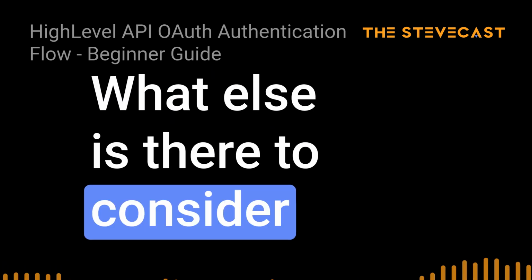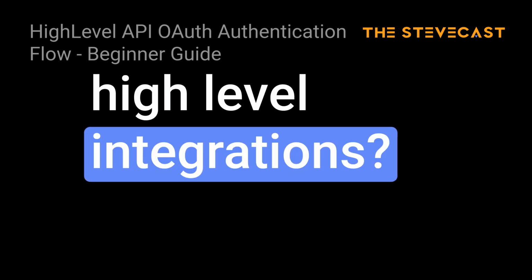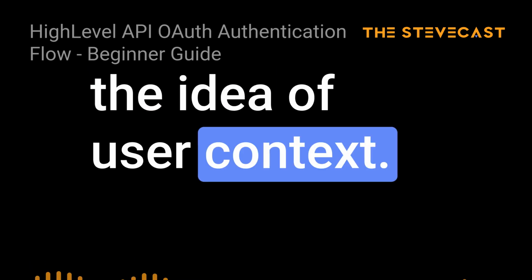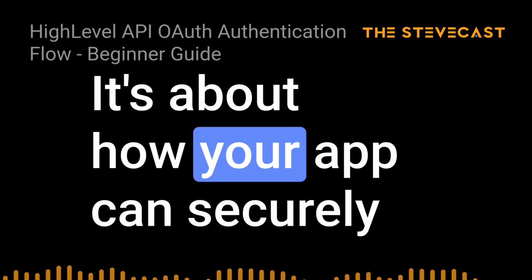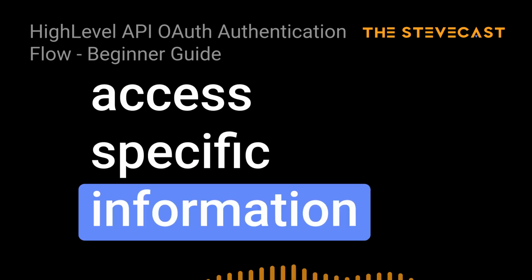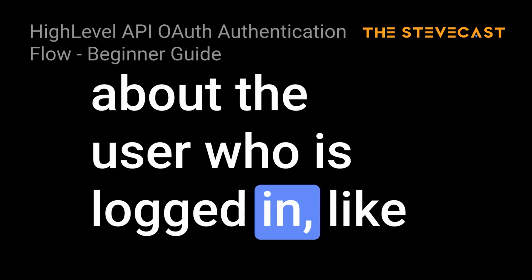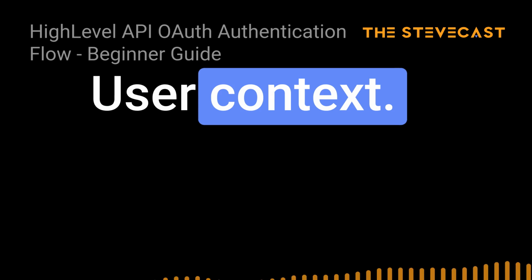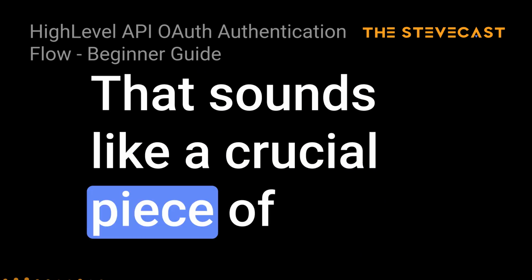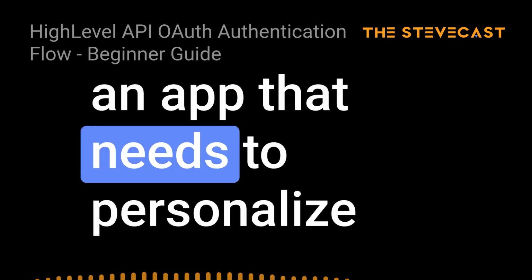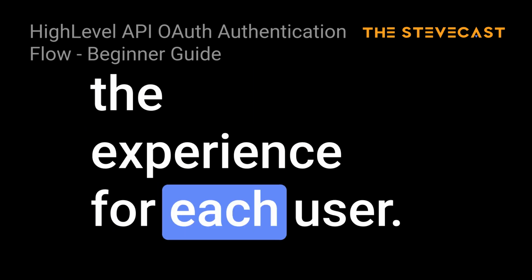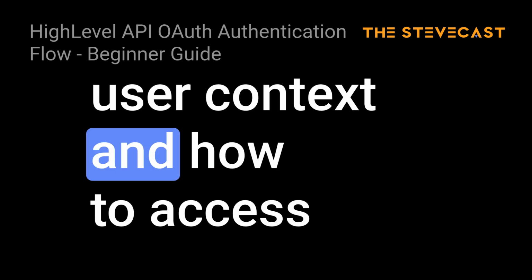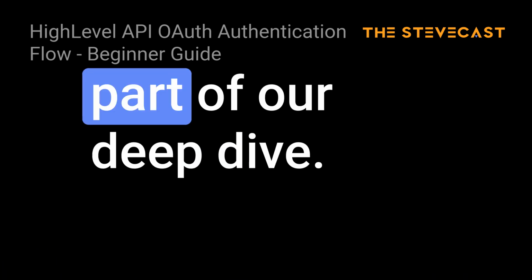What else is there to consider when we're building our High Level integrations? There's one more piece of the puzzle we need to discuss, and that's the idea of user context. It's about how your app can securely access specific information about the user who is logged in, like their name, their contact details, and what they are doing within High Level. User context. That sounds like a crucial piece of the puzzle, especially if we're building an app that needs to personalize the experience for each user. You're exactly right. And we'll delve into all the details of user context and how to access it securely in the final part of our deep dive.